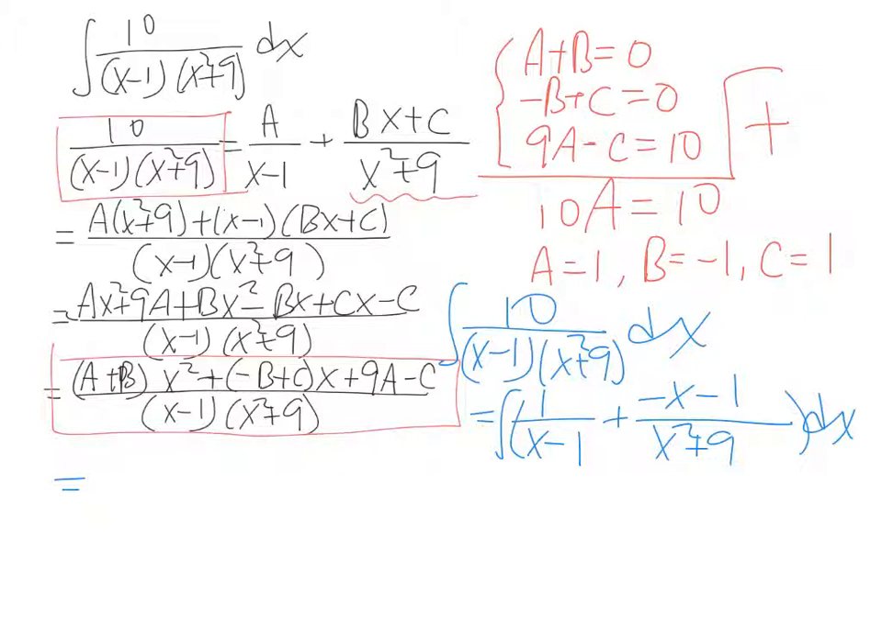Finding the antiderivative for the first term should not be a problem. We make a simple substitution, and the antiderivative is going to be natural log of the absolute value of x minus 1.